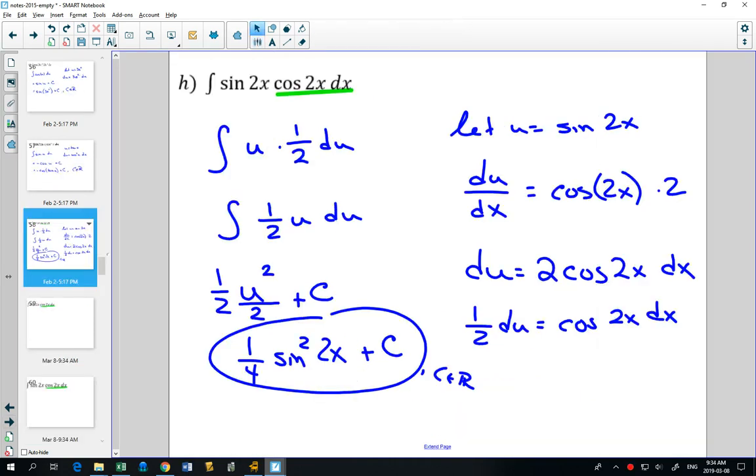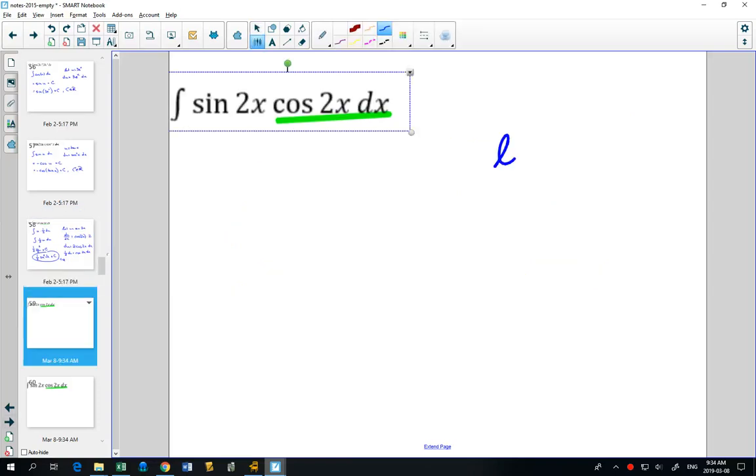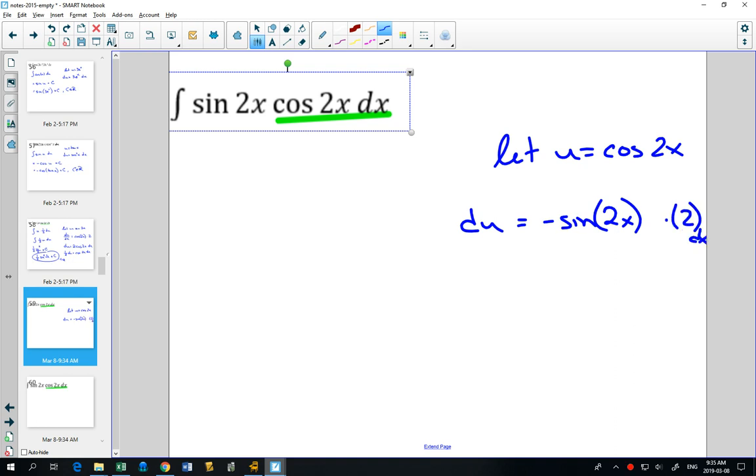First time we did this question, we let u equal sine 2x, and we got this as an answer. Question is, what would happen if we let u equal cos 2x? Then du, right, the derivative of cos is negative sine. We would still have the chain rule where we'd have to multiply by 2 dx. And so if I wanted to just get sine 2x dx, I'd have to multiply both sides by a negative 1/2.